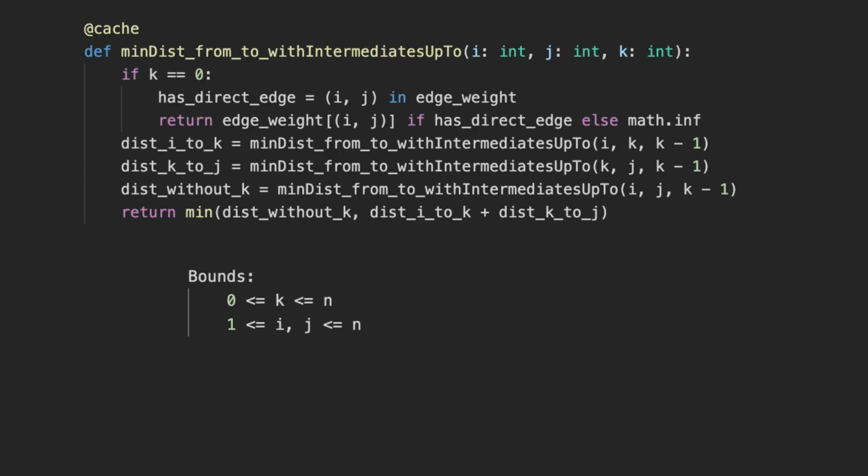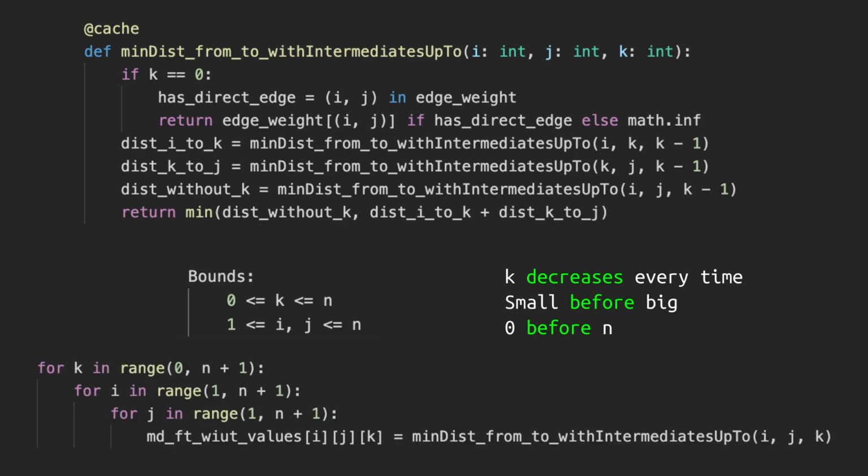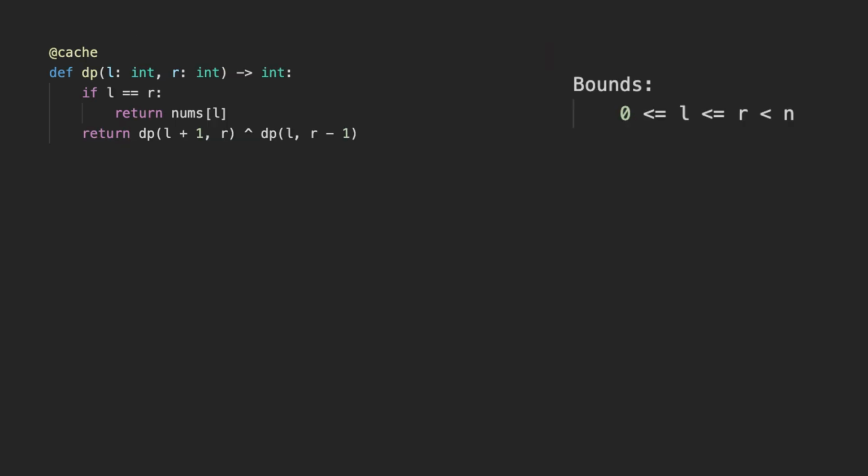How about we take a swing at Floyd Mayweather's algorithm? I becomes K, J becomes K, and K could be bigger or smaller, but it's okay. None of that matters because K decreases every time. So for K, small before big, iterate from 0 to n, and the order of the inner loops doesn't really matter. This was question 4 from last week's contest.